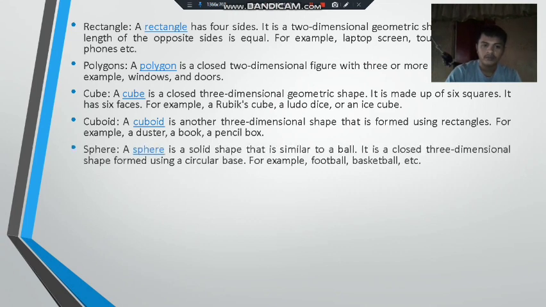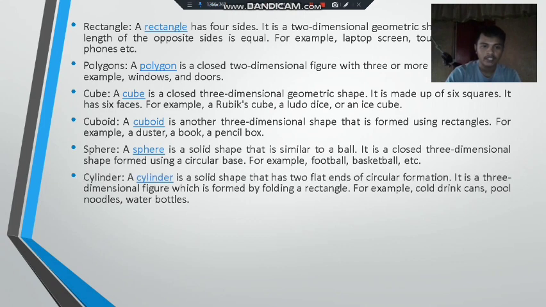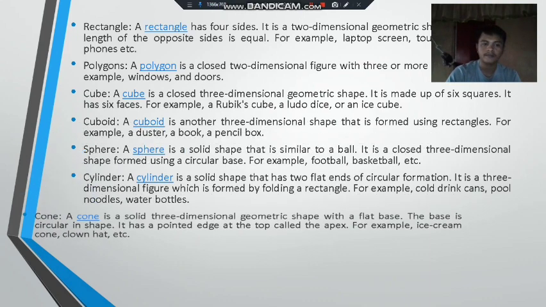A sphere. A sphere is a solid shape that is similar to a ball. It is a closed three-dimensional shape formed using a circular base. For example, football, basketball, etc. A cylinder. A cylinder is a solid shape that has two flat ends of circular formation. It is a three-dimensional figure which is formed by folding a rectangle. For example, cold drink cans, pool noodles, water bottles.